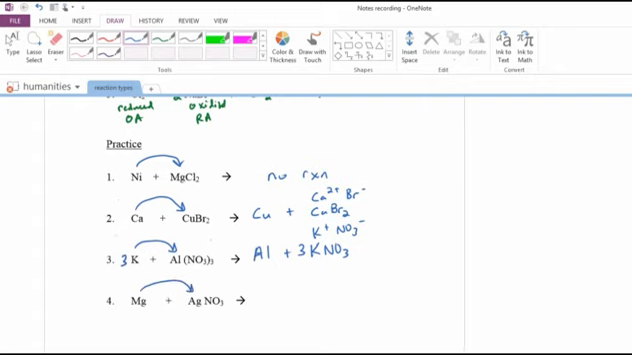Magnesium will replace silver. So silver's alone. Magnesium with its positive 2 goes with nitrate with its negative 1. We get Mg(NO3)2. We need 2 there to balance the nitrate, and then a 2 to balance the silver.